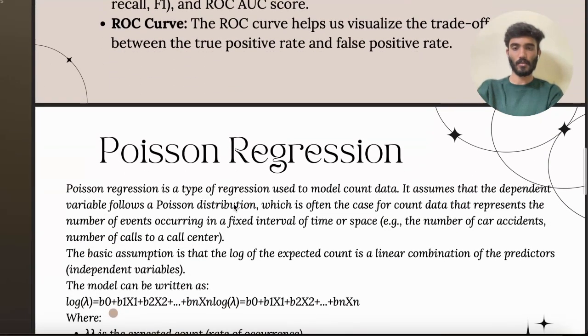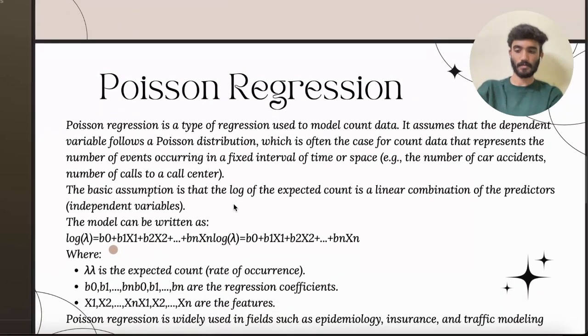Next, we will talk about Poisson regression. Poisson regression is great for analyzing and predicting how often a certain event will occur.